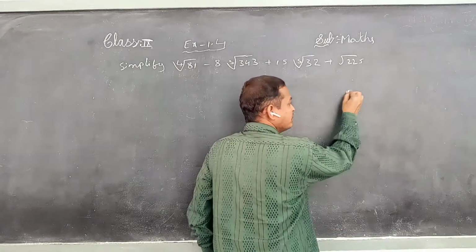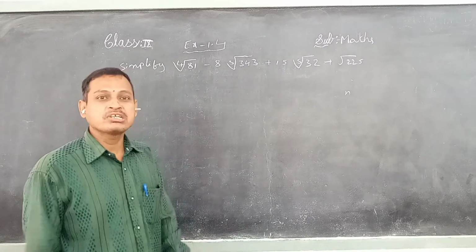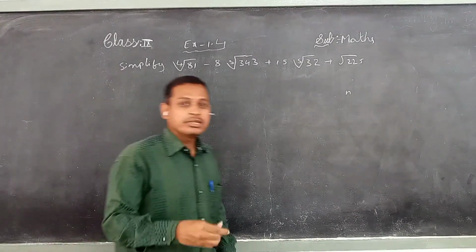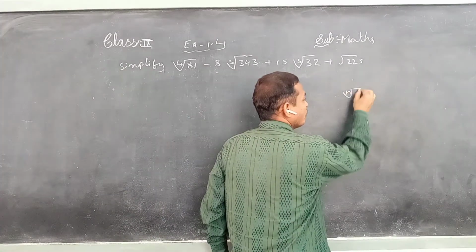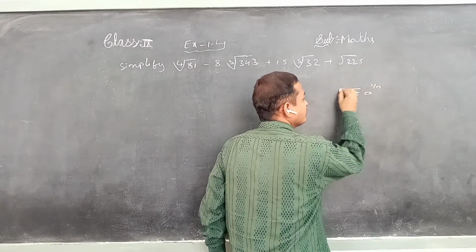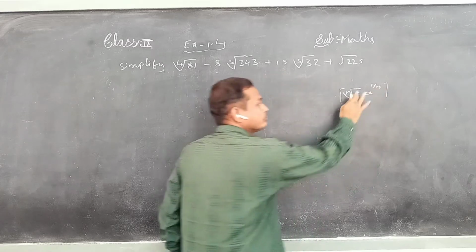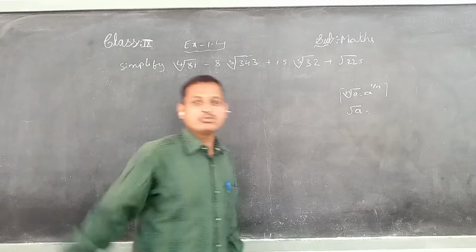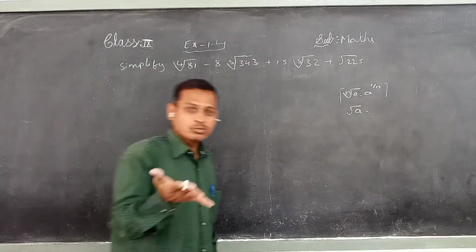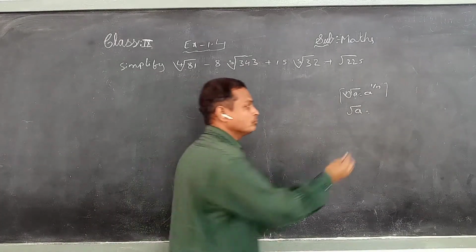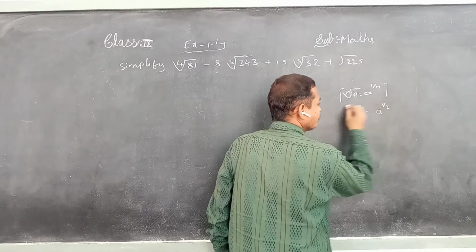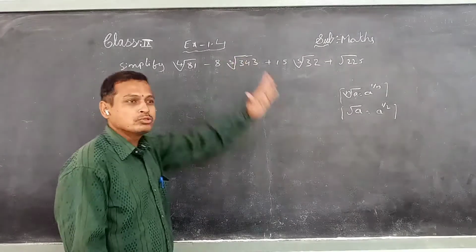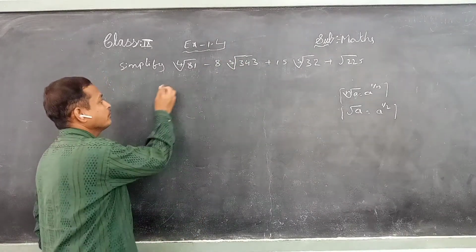So in this problem we have to use the formula for nth root a. What is the formula for nth root a, children? A power 1 by n. Again, children, what is the formula for root a? Root a is a power 1 by 2. Okay, children, we use this formula in this problem.